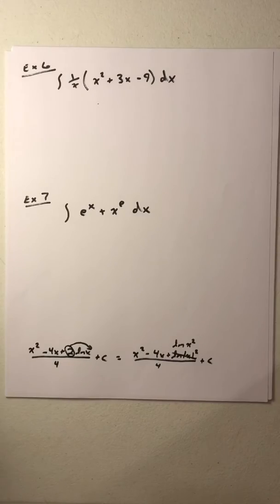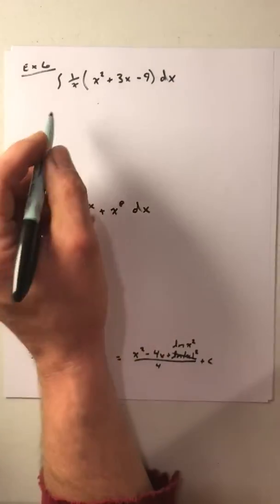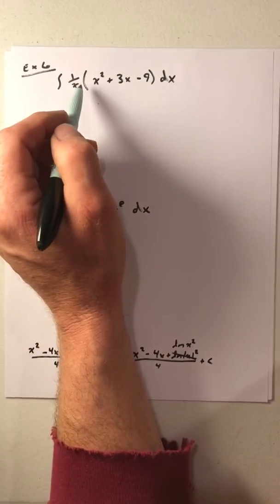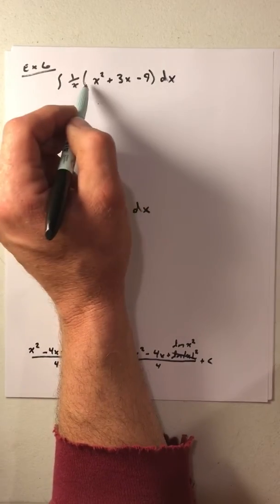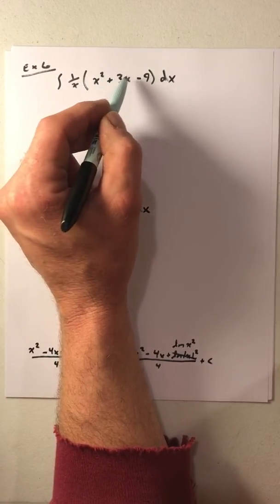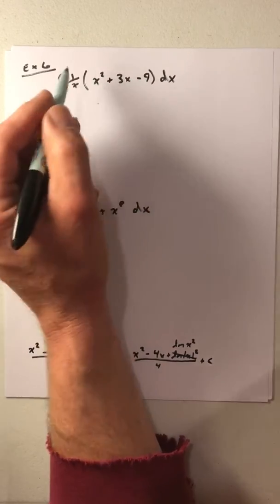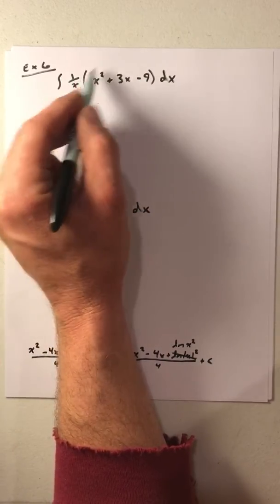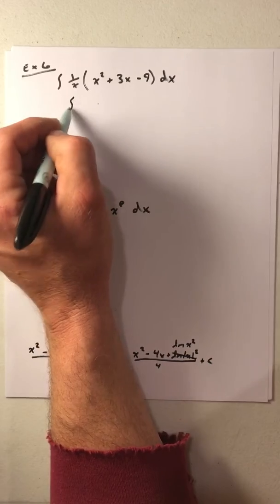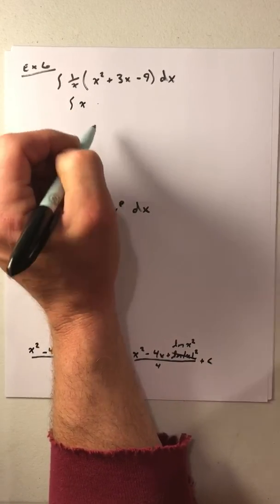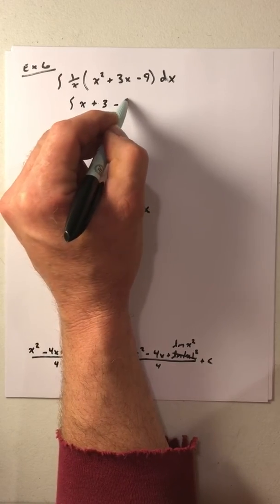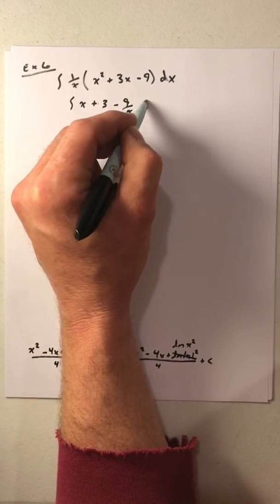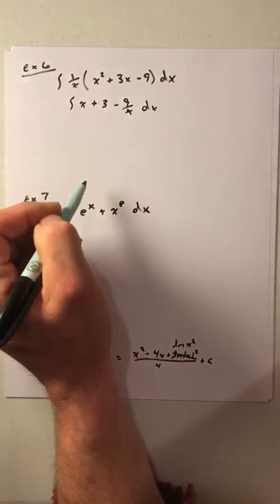I have just a couple more examples here. In example 6, just looking a little different, I can take this 1 over x and rewrite this as x squared plus 3x minus 9 all over x, or I could multiply that 1 over x into each of our terms. Either way, we're going to see the integration of x plus 3 minus 9 divided by x dx.